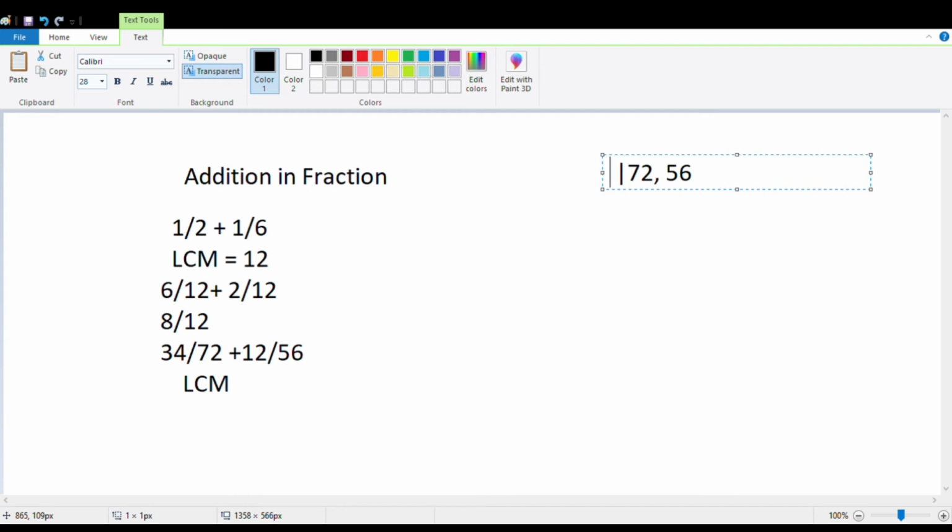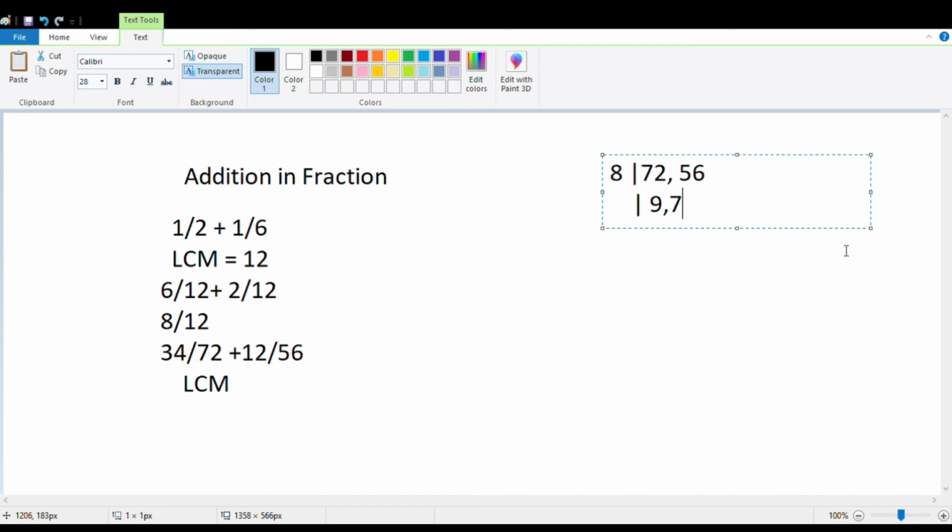Over here it can be divided by 8, both of them. So now that means 72 was 72 divided by 8. So how much times 8 becomes 72? 9. And how much times 8 becomes 56? You guessed it, 7. 9 and 7.